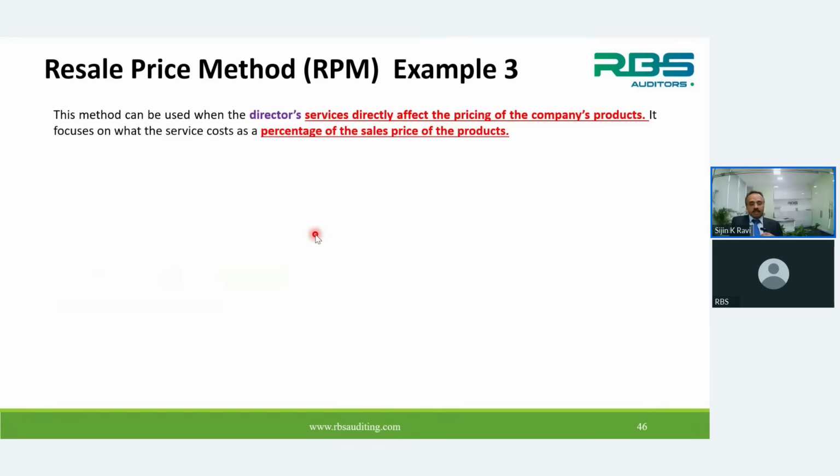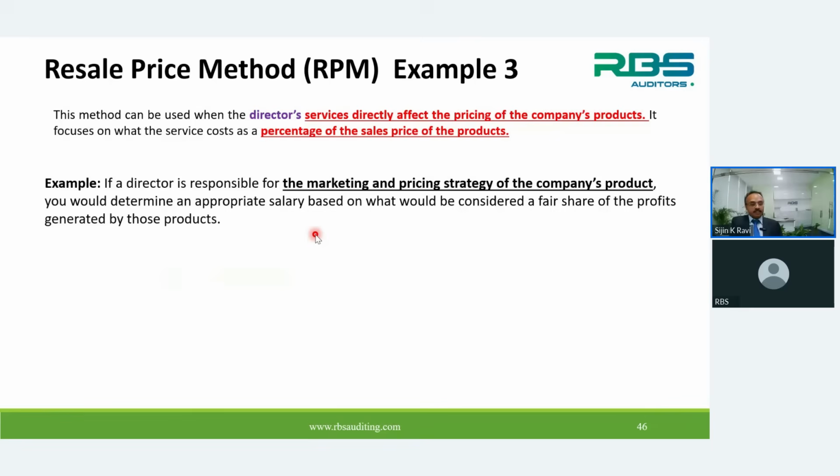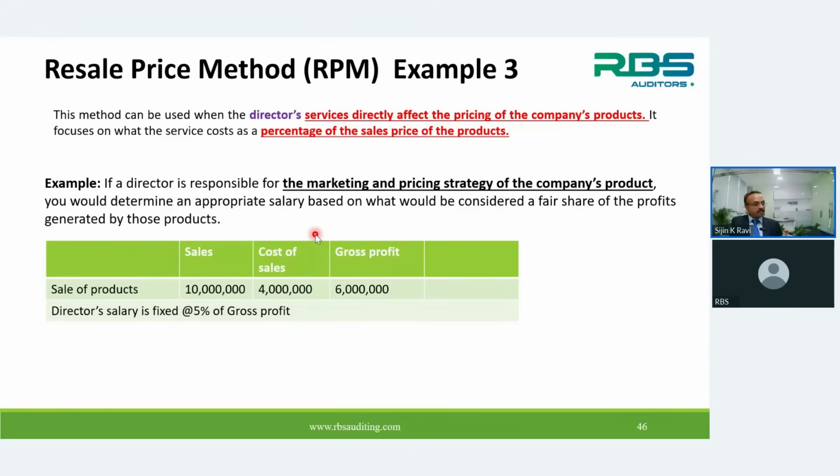Then the resale price method. The resale price method applies when a service directly affects the pricing of the company's product. It focuses on the service where the salary is a percentage of the sale price of the product. For example, the director is responsible for the marketing and pricing strategy of the company's product, such as a marketing director. He is actively involved in the marketing part plus the pricing. It is based on the product. In that case, you have to determine an appropriate salary based on a share of profit generated by those products. For example, sale of product is 10 million, cost of sale is 4 million, and gross profit is 6 million. If the salary fits like 5% of gross profit, then you can straight away use the resale price method.